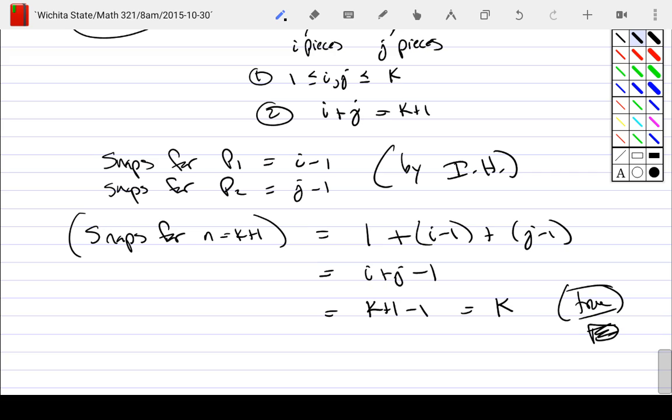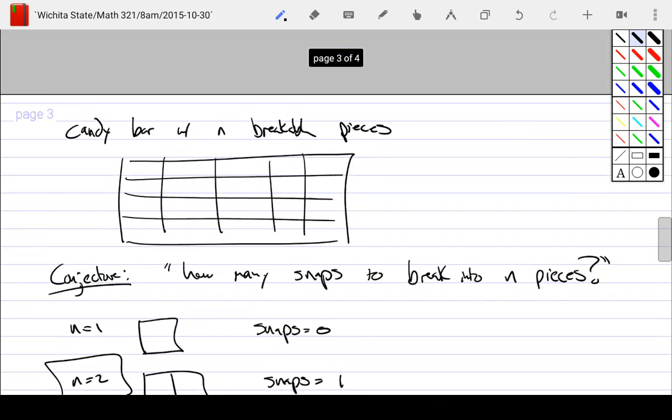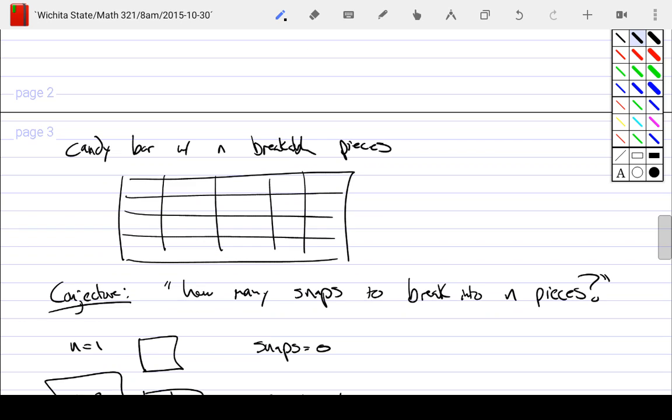Was that kind of surprising at first? When we started doing examples to get an idea, when you looked at it, do you think that, boy, if I had this bar like that, didn't you kind of think that if I break it down the middle and break a lot of them, I might have to use fewer snaps? And the answer is nope.